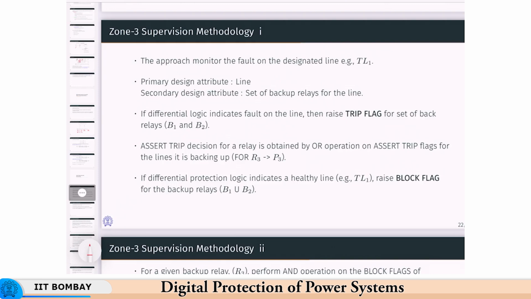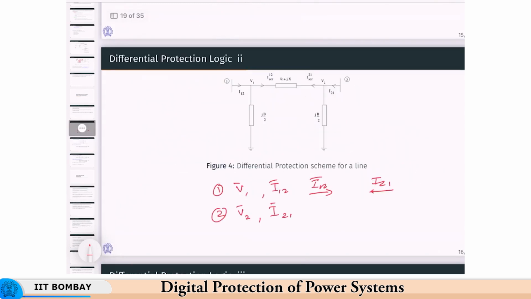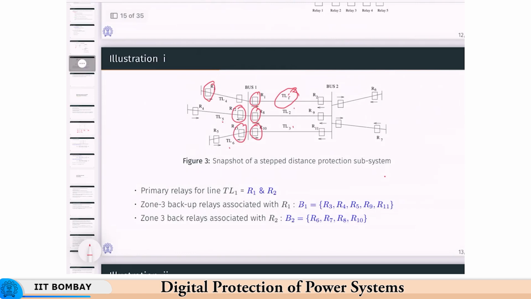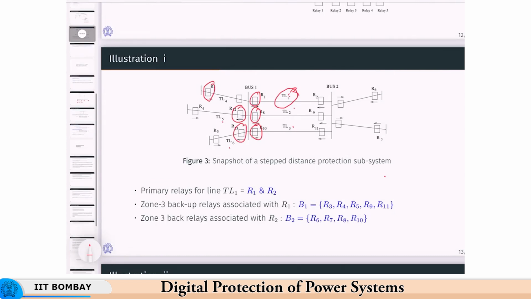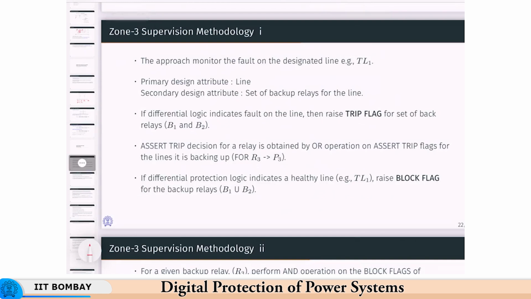The set of backup relays for B1 for R1 are R3, R4, R5, R9, R11, and for B2 are R6, R7, R8, R10. Okay. And assert trip, if you choose to implement that, then the assert trip decision is obtained by an OR operation for the assert trip flags for the lines it is backing up. Okay. So, that is for assert trip if it is chosen to.